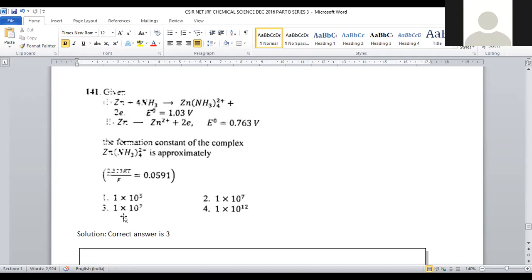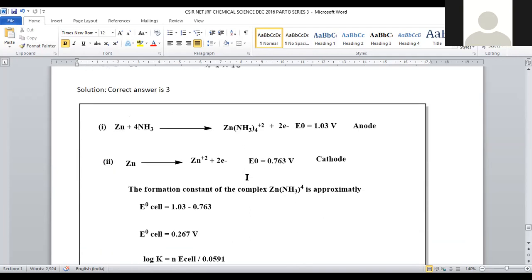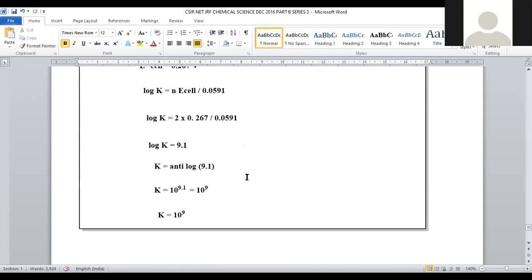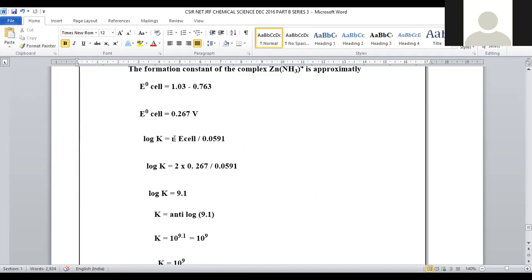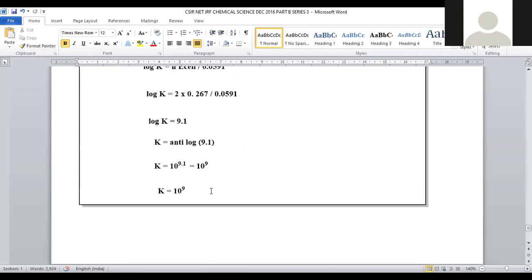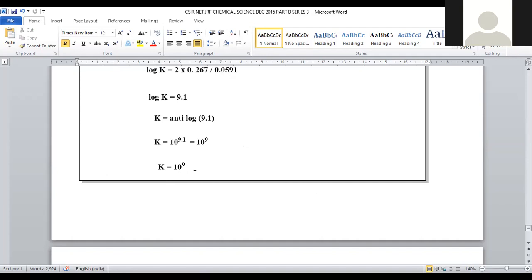The 10 to the power 9 is provided in option number 3. For question number 101, option number 3 is the correct answer. This is a question from electrochemistry. Here, the Nernst equation is applied, the EMF of the cell is applied, and the formation constant formula is used: n times E cell by 0.0591. From this, we calculated the formation constant value.